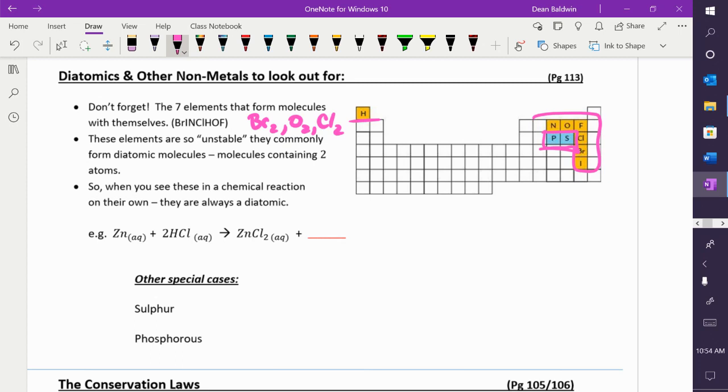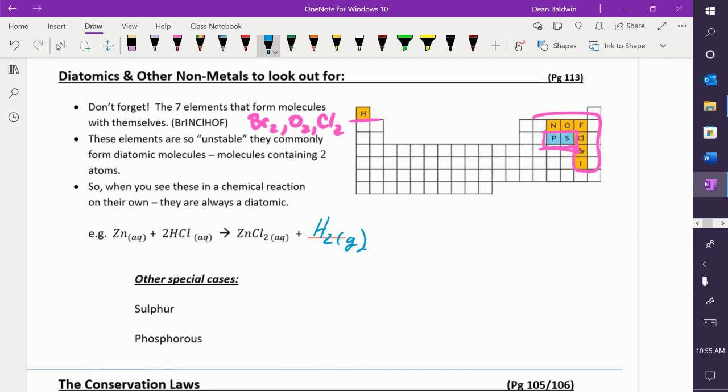So when you see a chemical reaction, and I say zinc reacts with hydrochloric acid to form zinc chloride and hydrogen gas, what do you write for hydrogen gas? H2. H2 gas.